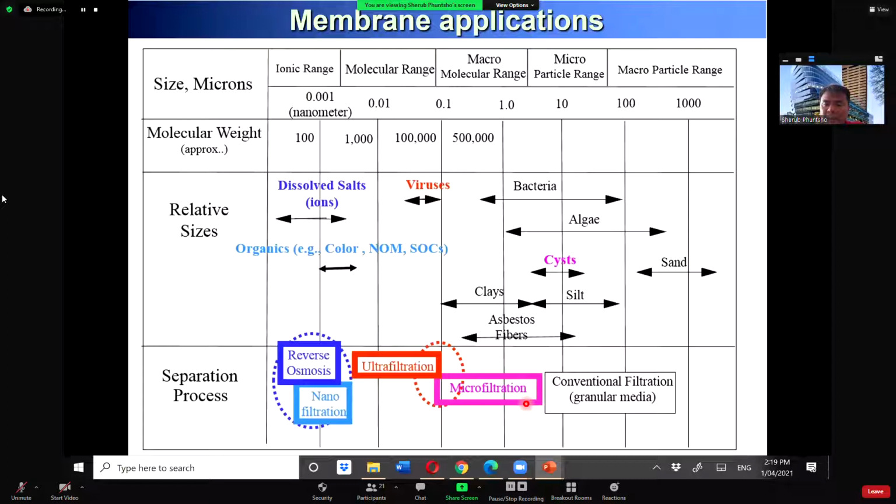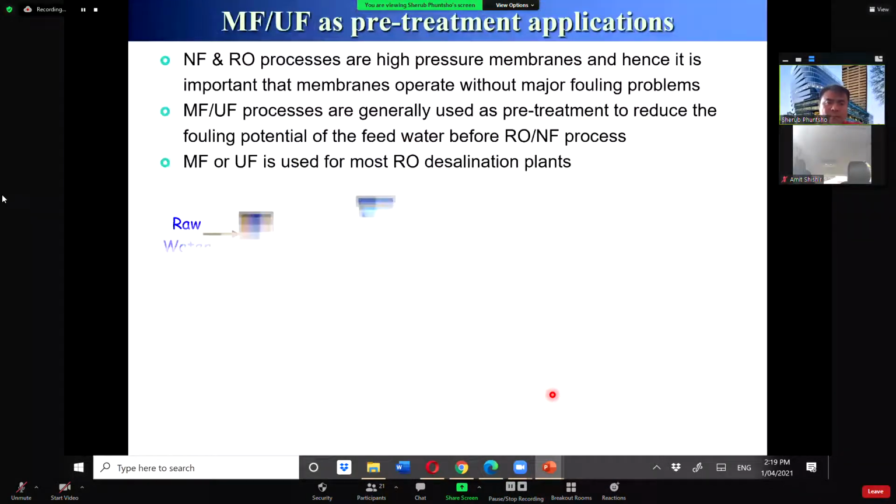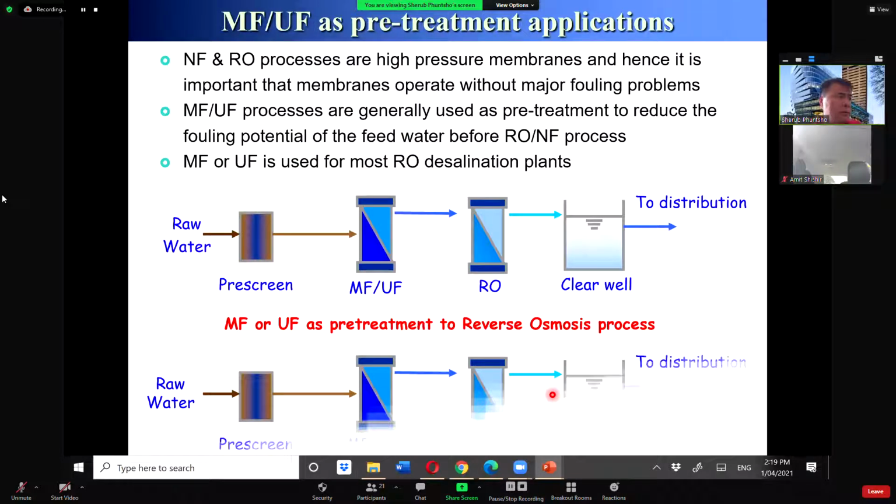Conventional filtration, sand filtration, and granular media filters will only be able to remove particles above around 5 micrometers. So anything smaller than that, you have to use other forms of treatment process. Membrane processes have been used for surface water treatment and drinking water treatment.